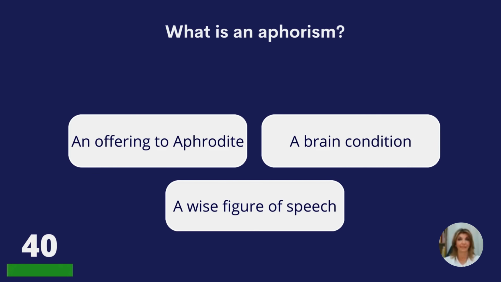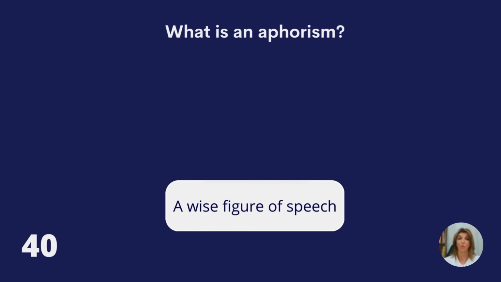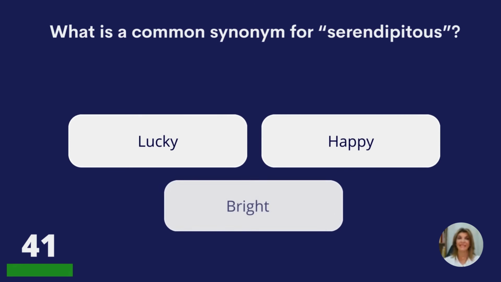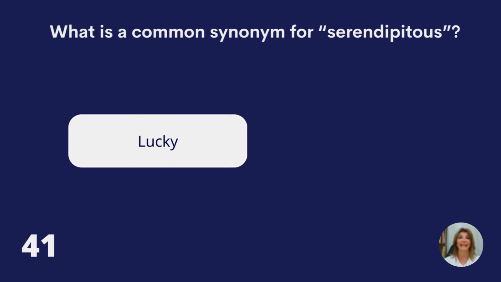What is an aphorism? An offering to Aphrodite, a brain condition, or a wise figure of speech? A wise figure of speech. What is a common synonym for serendipitous? Lucky, happy, or bright? Lucky.